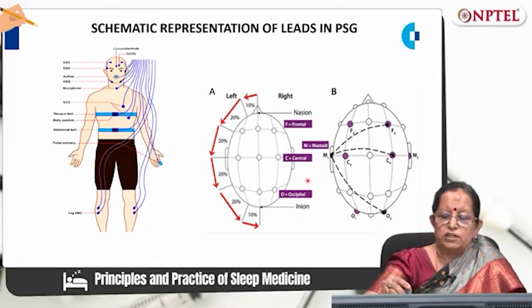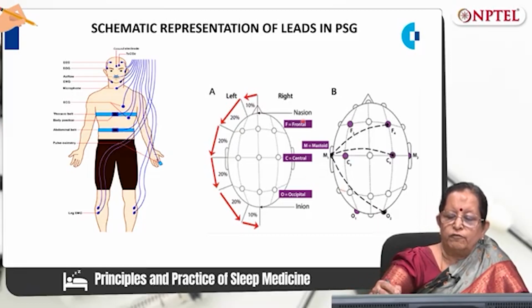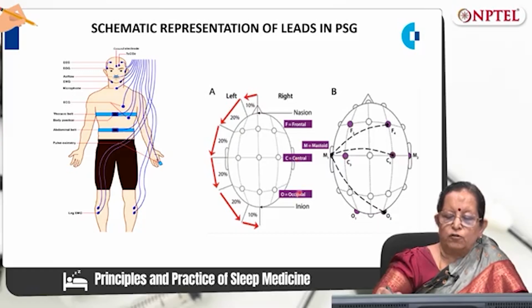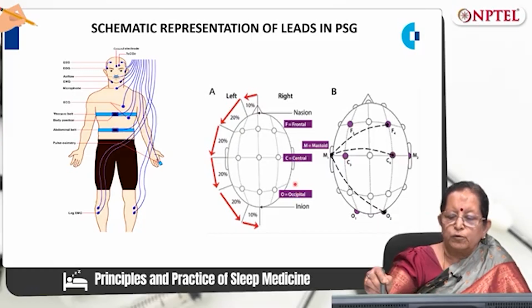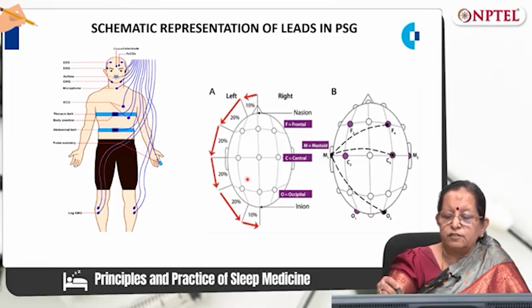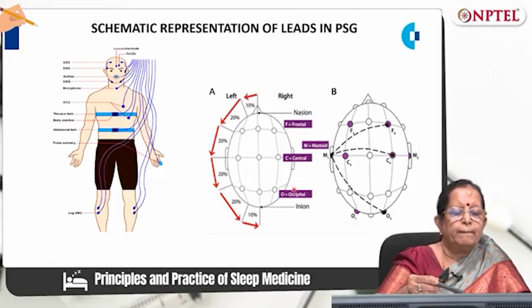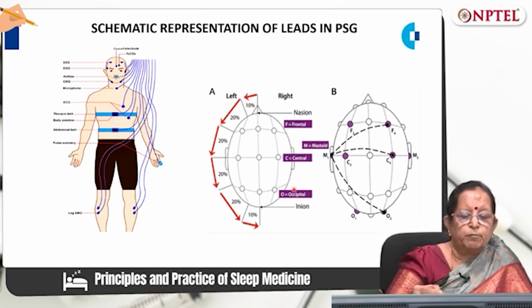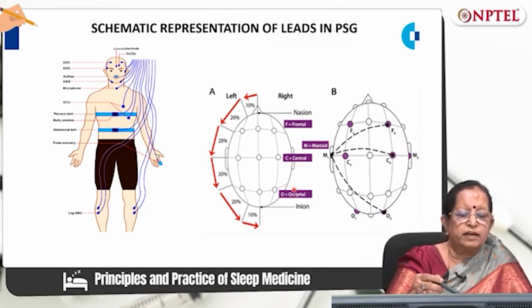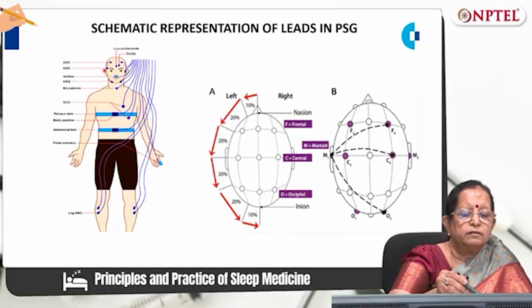These are all the positions of the leads from frontal, mastoid, central and occipital. These are the positions of EEG leads, frontal, mastoid, central and occipital. This is a schematic representation of various channels hooked to the patient. This is EEG, the electroencephalogram, and electrooculogram, EOG.